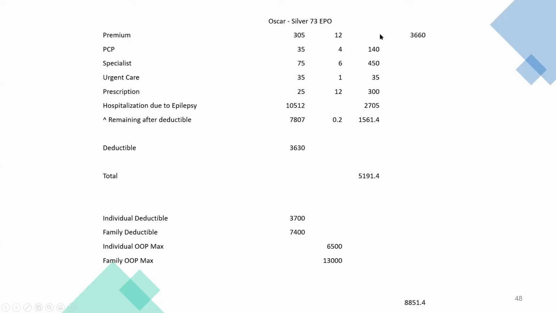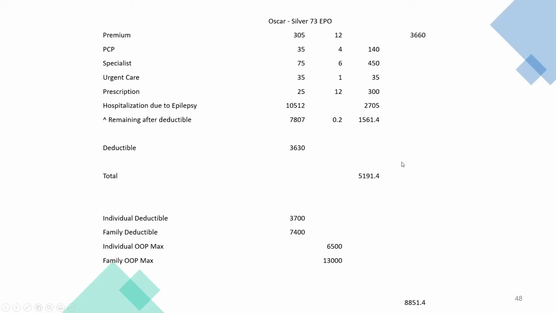We've got to fill in until we hit that individual deductible, which is significantly lower than the last one. We've got a remaining after we've paid that deductible in full. We've got $78.07, which is going to be passed on at 20% coinsurance.